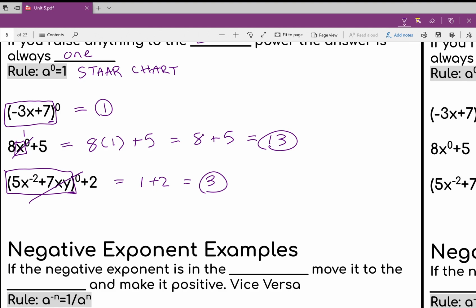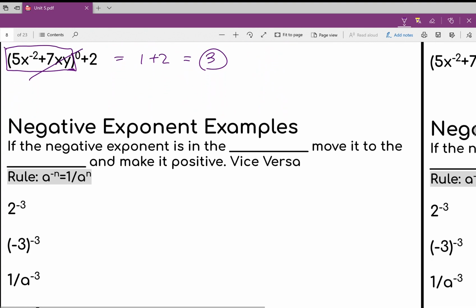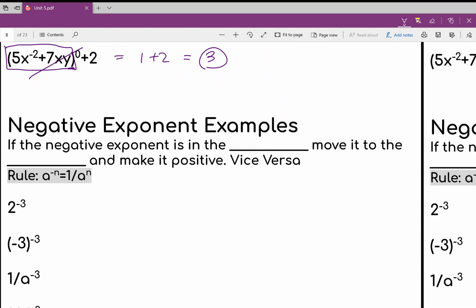Okay, pretty easy, the 0 power. Let's look at the negative exponent power now, the negative exponent rule. It says if the negative exponent is in the numerator, move it to the denominator and make it positive. And this says vice versa.